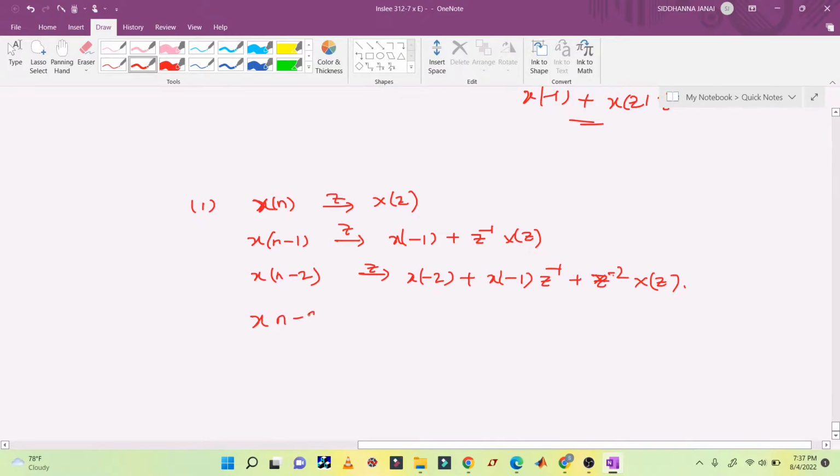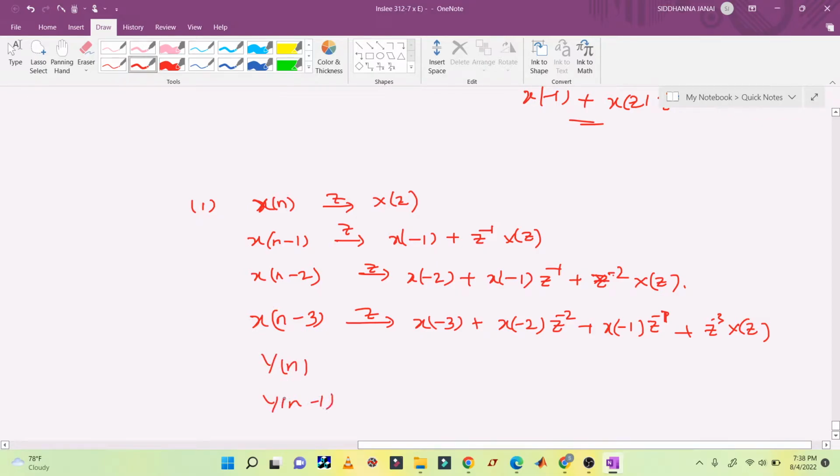Then if I say x of n minus 3, the Z transform would be x of minus 3 plus x of minus 2 z to the power minus 1 plus x of minus 1 z to the power minus 2 plus z to the power minus 3 x of z. The same is true with y of n minus 1, y of n minus 2 and so on. Is that clear?